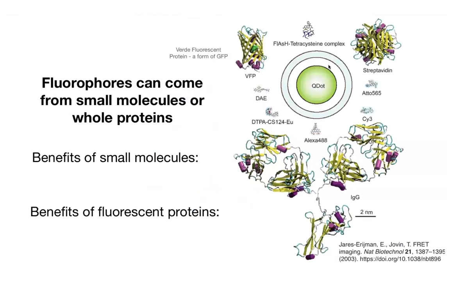So why don't you pause the video and think a little bit about some of the benefits and drawbacks of both small molecules and fluorescent proteins. Okay, so basically with small molecules, well, they're small. So there's less risk of interfering.